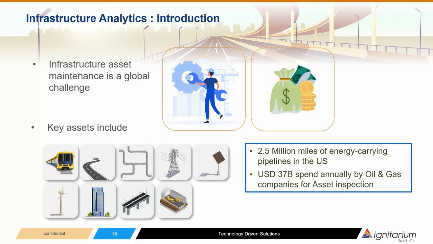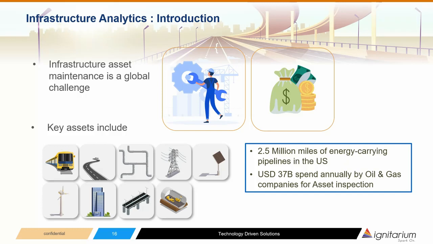Globally, infrastructure asset management is a constant challenge. It is labor intensive, requires specialized knowledge and equipment, and is very costly since it needs to be done repeatedly. Here are some interesting statistics. There are 2.5 million miles of energy carrying pipelines in the US alone. The oil and gas companies spend about $37 billion for asset inspection.